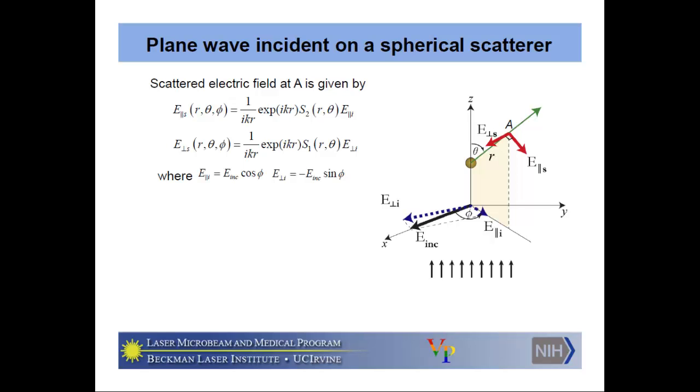Then it is given by these two equations. Let's look at this equation in detail. This part is the incident polarization component projection. And then S2(r, theta) is the amplitude scattering matrix component. Look at this S2(r, theta). This is r dependent. That means it is distance dependent.